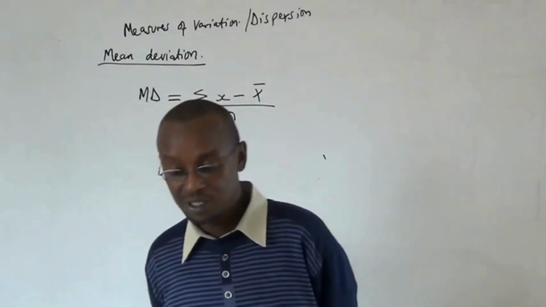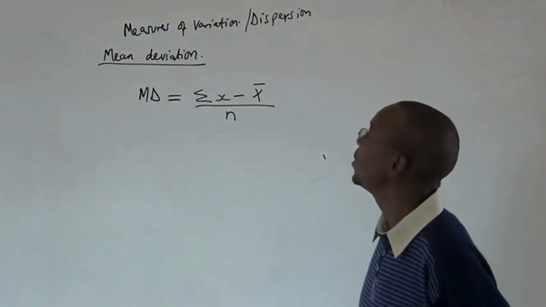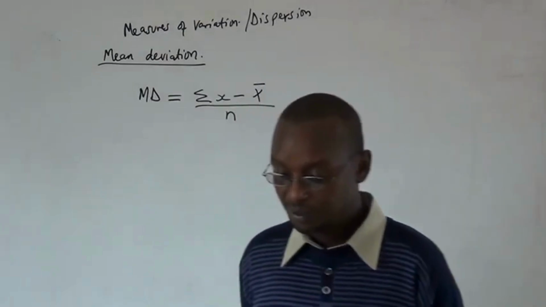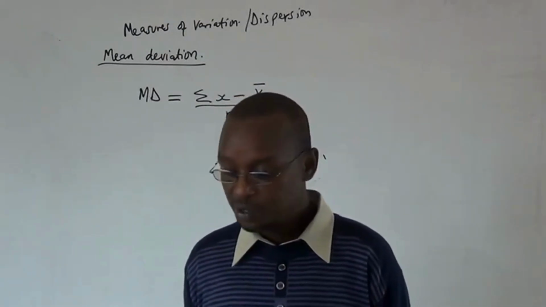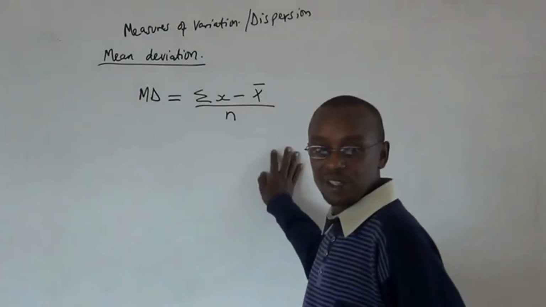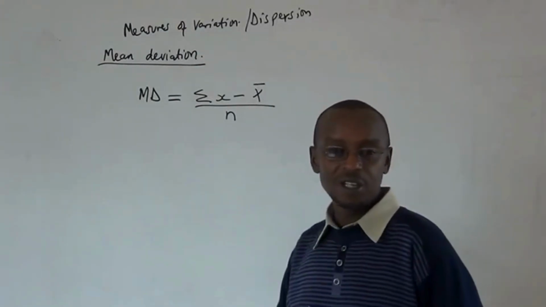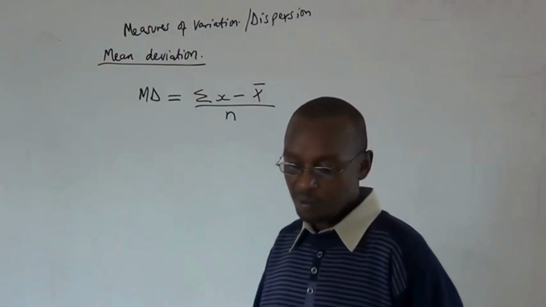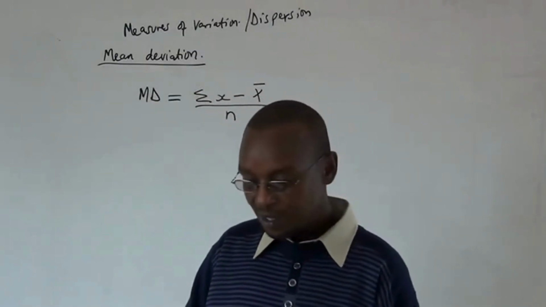So what they say is that apart from calculating the mean deviation, we also calculate what we call the coefficient of mean deviation, which we get by dividing what you get here by the measure of central tendency used. Because you can either use the mean or median.